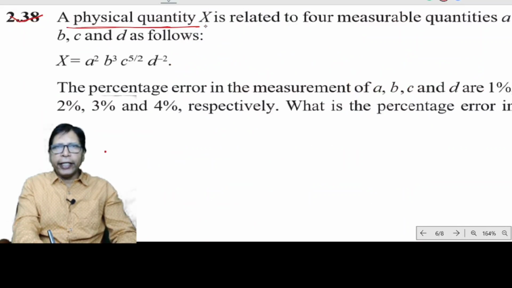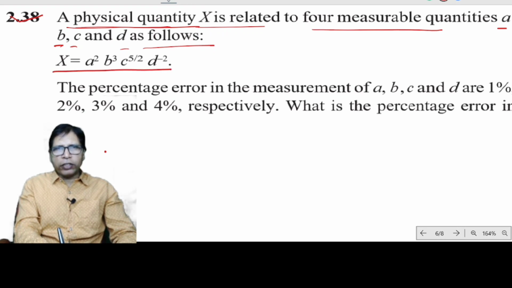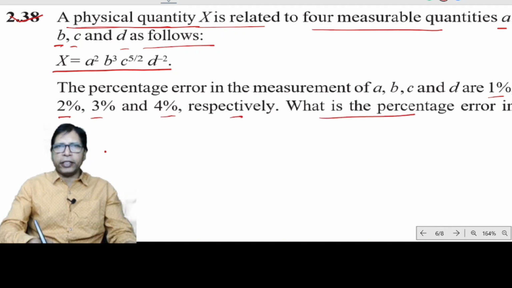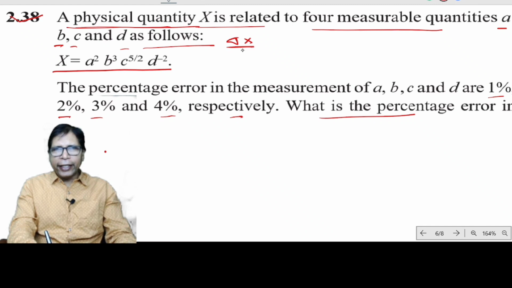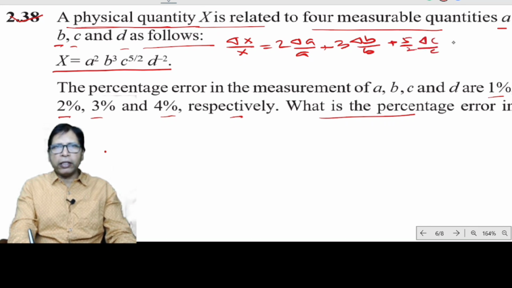A physical quantity X is related to four measurable quantities A, B, C, D as follows, where X equals this. The percentage errors of A, B, C and D are given. We have to calculate the percentage error of X. Now the relative error of X, that is delta X by X, equals 2 into delta A by A, plus 3 into delta B by B, plus 5 by 2 into delta C by C, plus 2 into delta D by D.